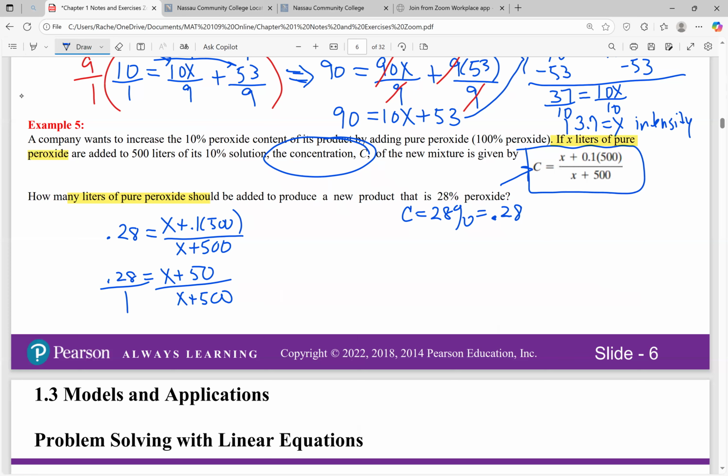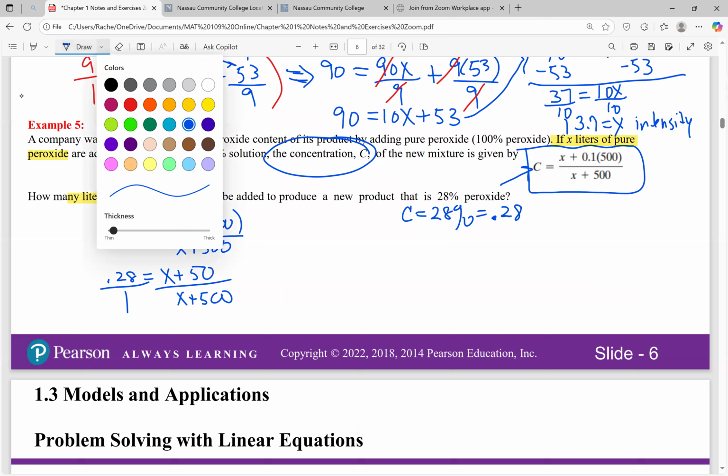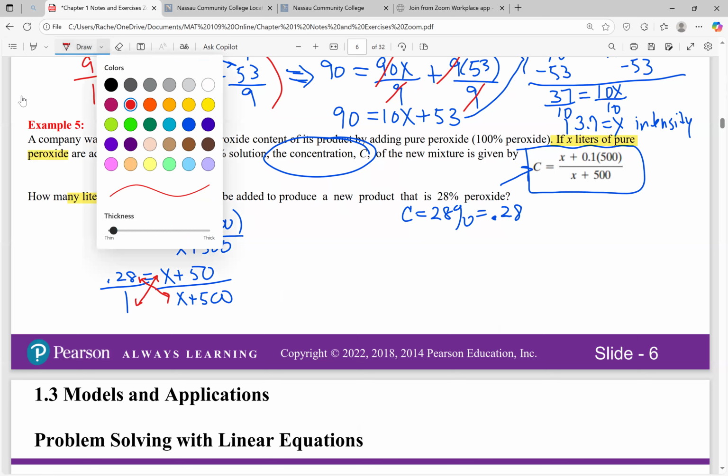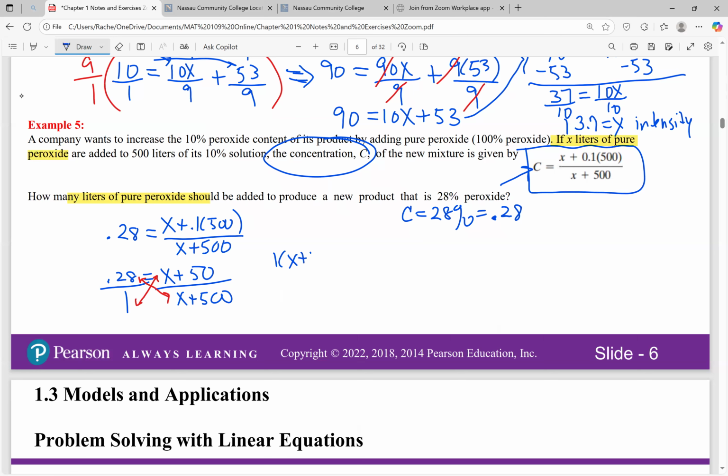Now a trick, whenever we have just two fractions set equal to one another, we call this a proportion. And an easy way to solve a proportion is we can multiply by the common denominator, but honestly, I just think it's easier to cross multiply and set the products equal to one another. So whenever we have a proportion, cross multiply. So look, if I cross from bottom left to upper right, I'm going to have 1 times (X + 50). Now set that equal to your other cross product. So 0.28 times (X + 500).